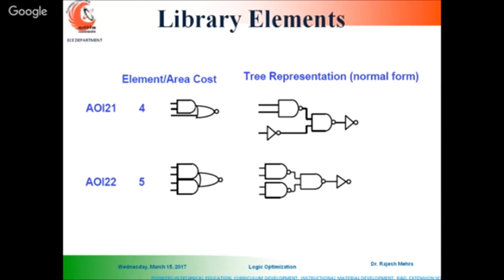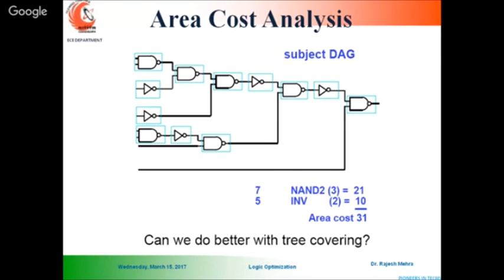So now with this information, we move further for our technology dependent optimization, right? You have with you the required resources present in the library along with their cost. Now we are starting with our optimization part.